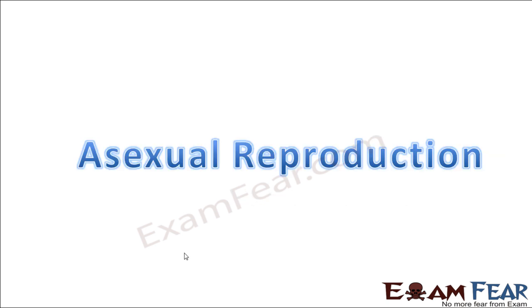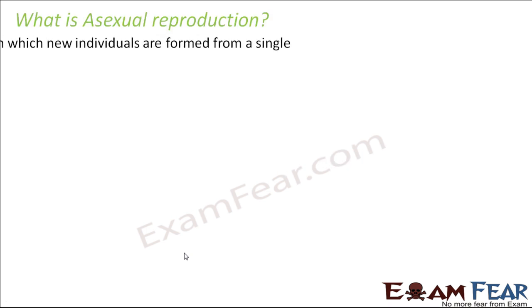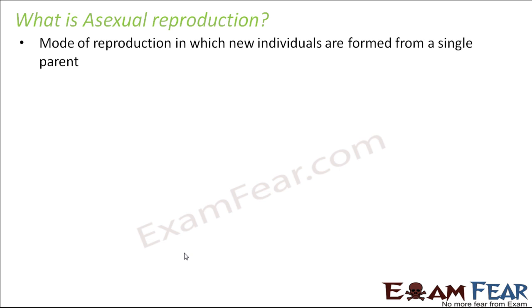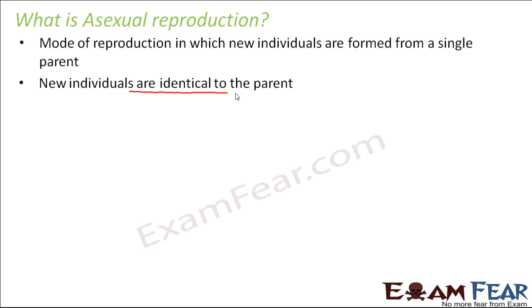So now we are going to discuss each of these modes of reproduction. First we will start with asexual reproduction, and here we will see what the different types of asexual reproduction are. As I have mentioned before, in this type of reproduction, new individuals are formed from a single parent. Here the new individuals are exactly identical to the parent. It is not about similarity. They are totally, exactly the same as the parent.